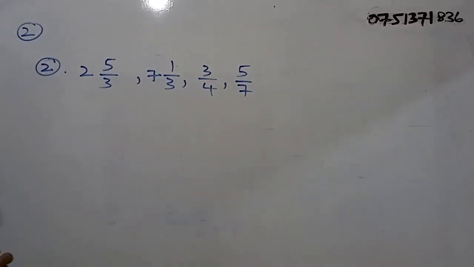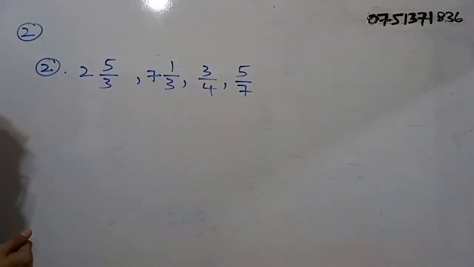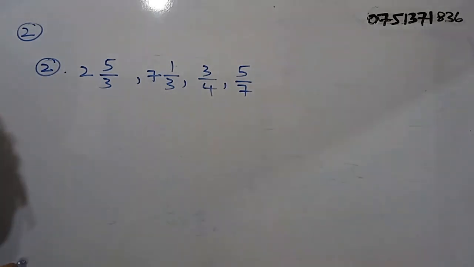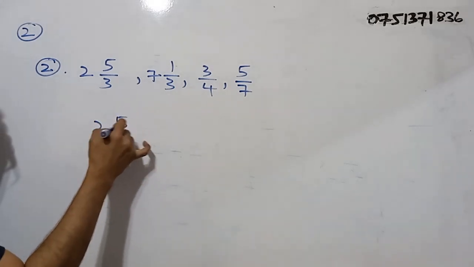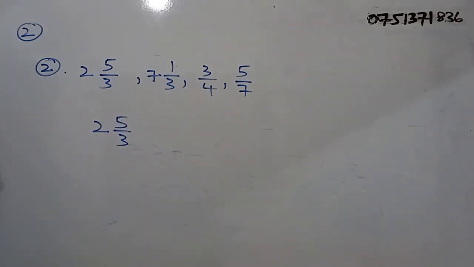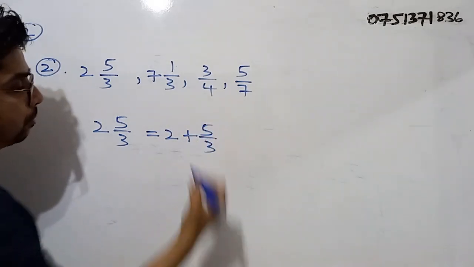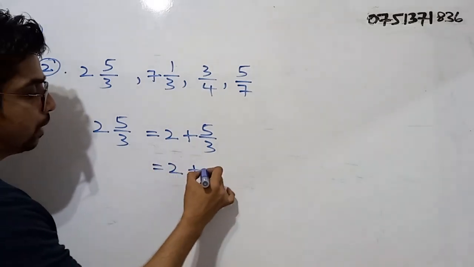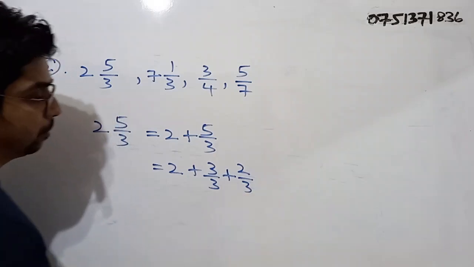So this is the final answer. Right, so now we have been given these 4 fractions to arrange in descending order, that means from largest to smallest. Okay, so if we consider the first fraction, 2 and 5 by 3, I can rewrite this as what? 2 plus 5 by 3. 5 by 3 I can rewrite as what? 3 by 3 plus 2 by 3.